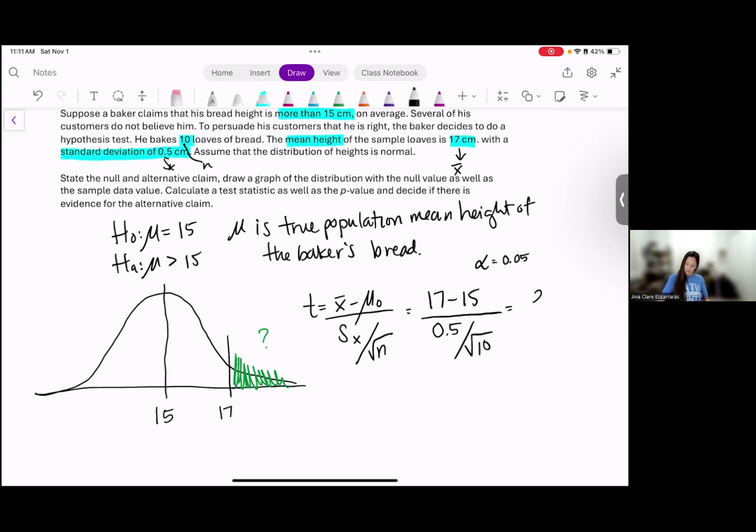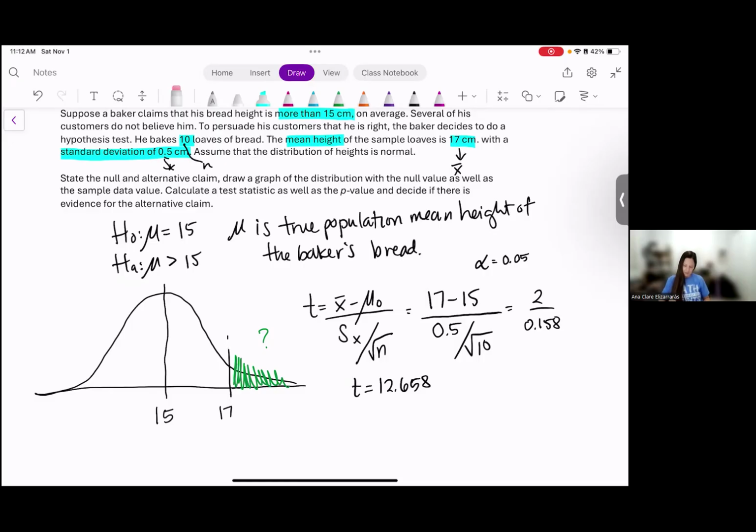17 minus 15 is 2, and then I'm going to use my calculator to determine 2 divided by 0.5 divided by the square root of 10. Let's do 0.5 divided by the square root of 10 just to abbreviate. This is 0.158. I get a t-score of 12.658. That is more than 12 standard deviations away from the mean.